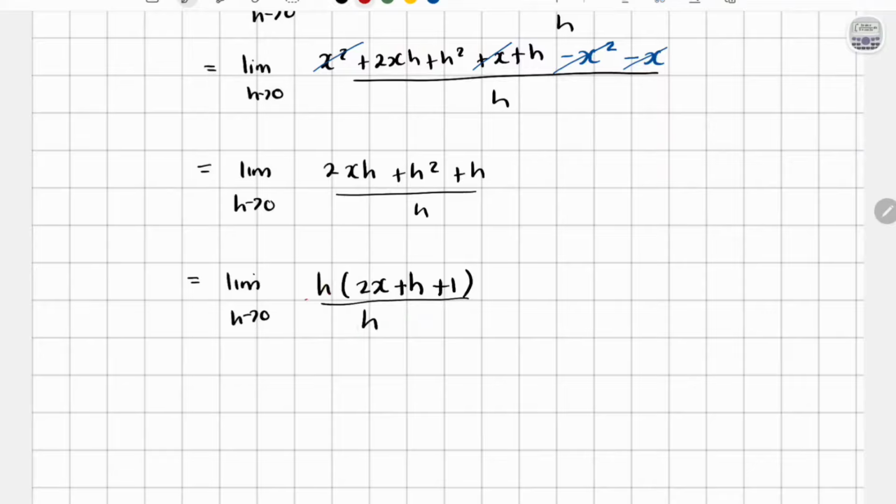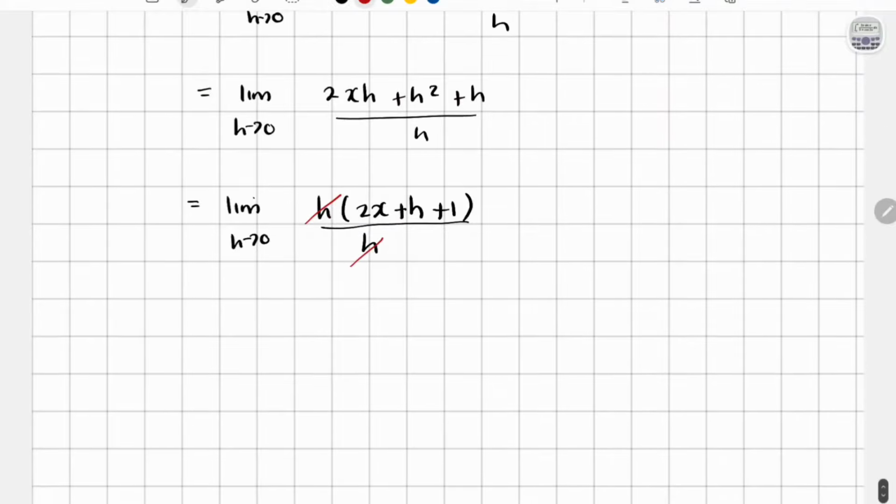And so like this, the h and the h would cancel. And now we have this. The limit, well, I'm not going to write the limit. I'm just going to substitute. So we only have this, and we can just go ahead and substitute. In place of h, we can substitute 0. So now I don't have to write that anymore.